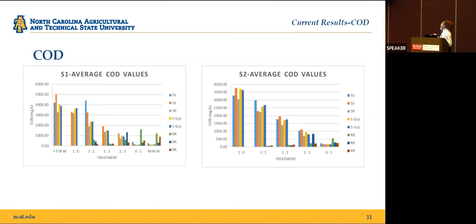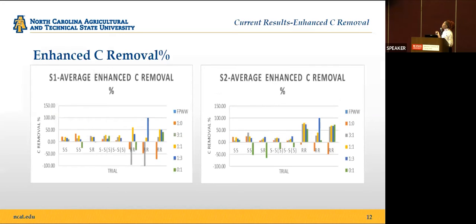And this is during the second stage. And we can see that in the first graph, COD goes up as high as 5,000 milligrams per liter, but it decreases in the second graph, which tells us that this system has the ability to reduce carbon. And we use that to calculate our enhanced carbon removal percentage. And we see that in some of the treatments, we have carbon removal as much as around 50%, in some of them 25 to 50%.